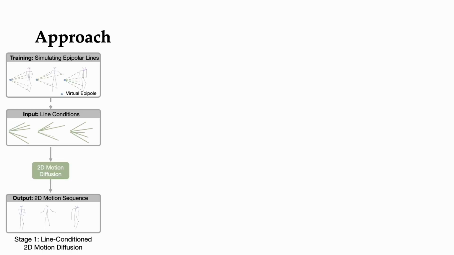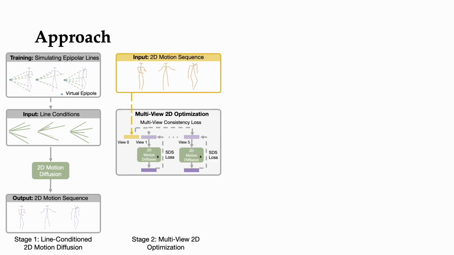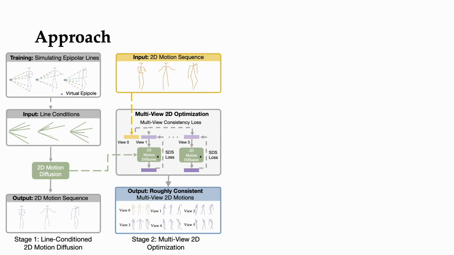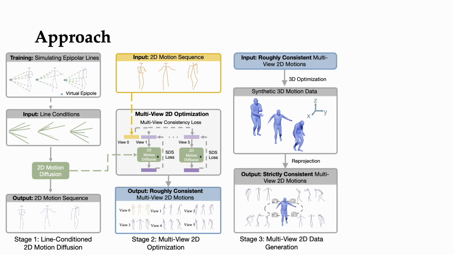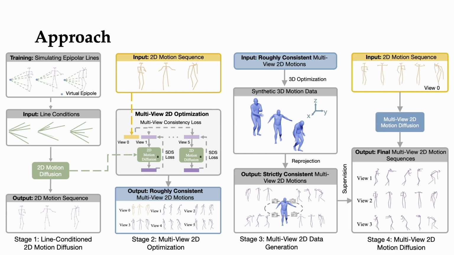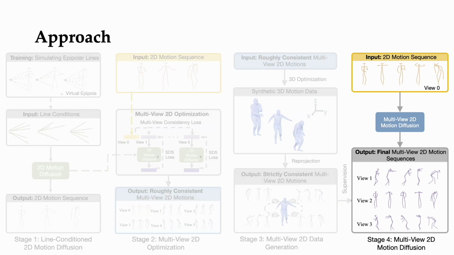The process begins with line-conditioned motion diffusion in stage 1, establishing basic epipolar constraints. Stage 2 optimizes for rough multi-view consistency, while stage 3 generates strictly consistent synthetic data. Finally, stage 4 learns to directly and efficiently predict consistent multi-view 2D motions from a single input sequence.